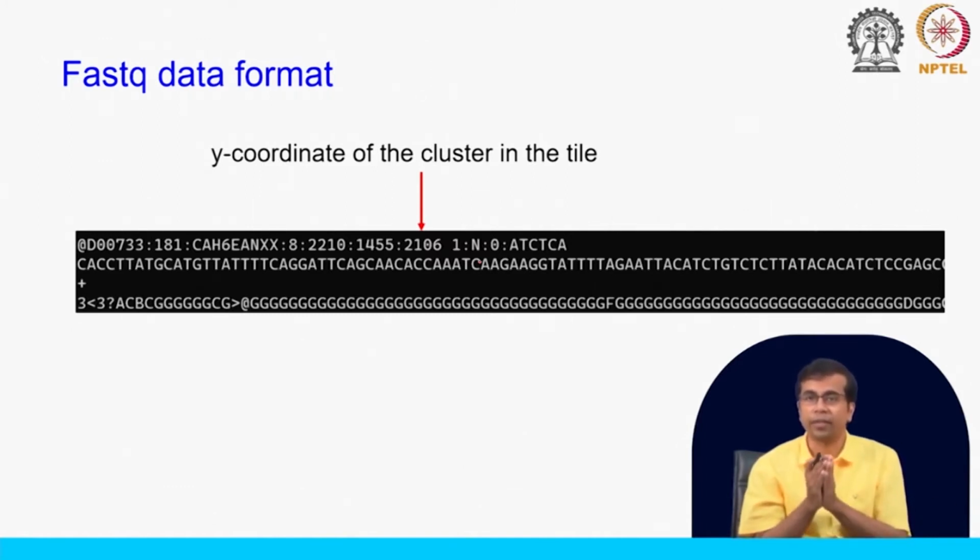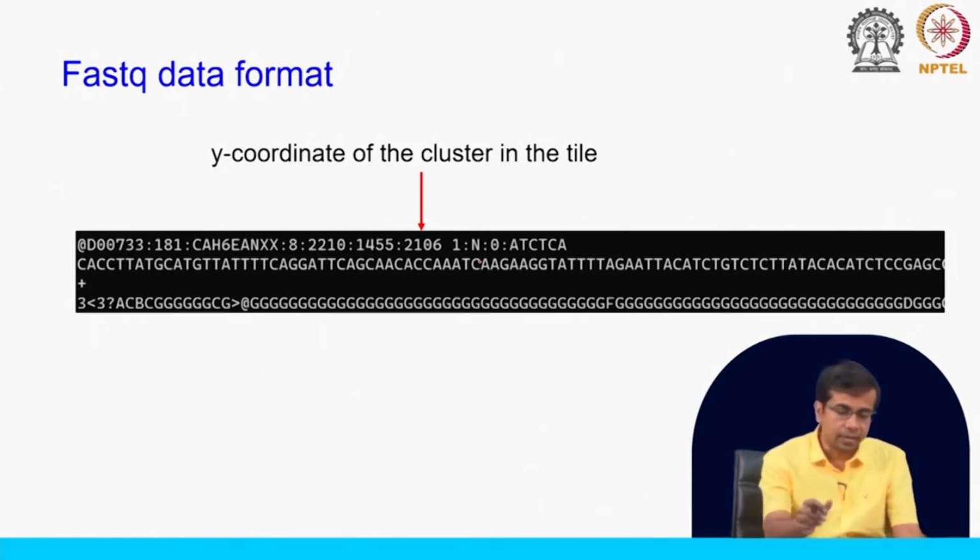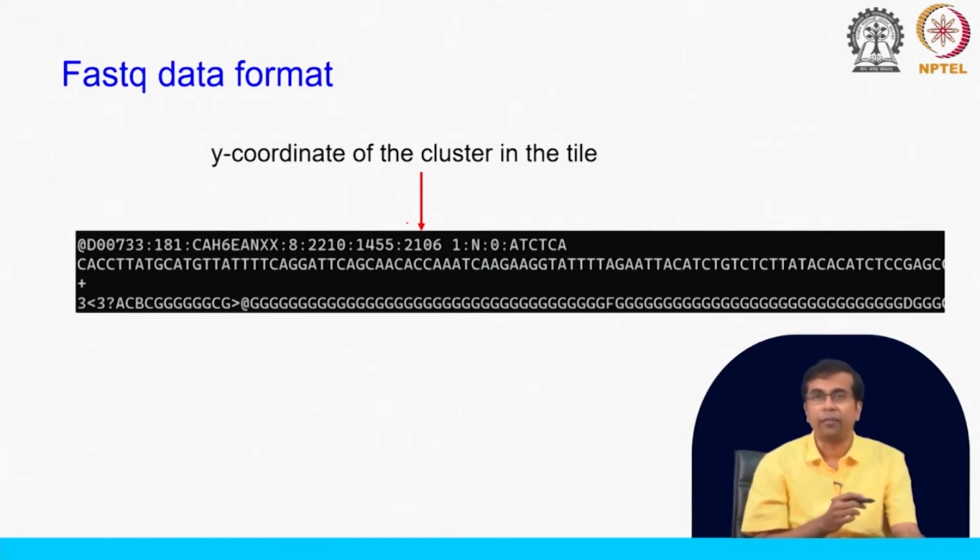You remember the cluster generation process. The x y coordinates give you the cluster location on the flow cell. Why is it important? Why do you store this information? In general, if the data is good, we do not have to worry about this, but if there is some sort of issue, then this information becomes useful. We will see this when we look into data quality check or quality control. So the last three numbers are the positions in the flow cell.